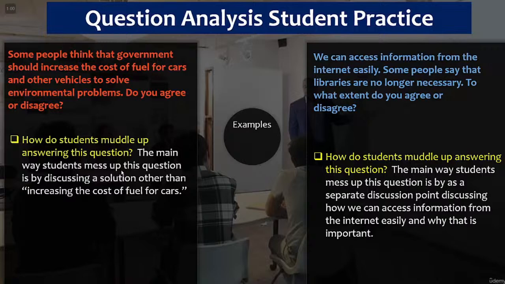For our second question, how do students mess it up? The main way is by having a separate discussion about how we can access the internet more easily. Why is it important to access the internet more easily? What we can find by accessing the internet more easily. That's not what the question is about. The question is about, are libraries necessary still? That's what the question is about.